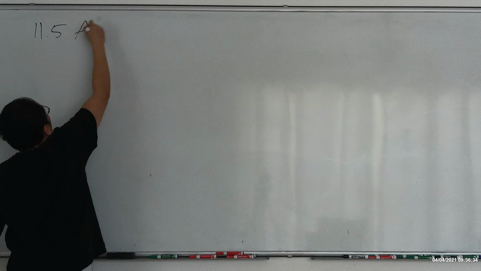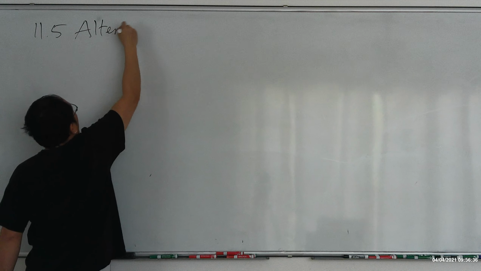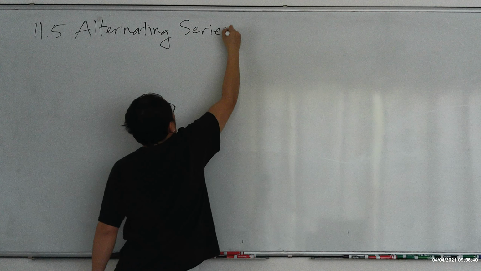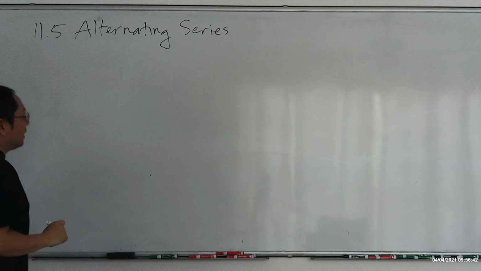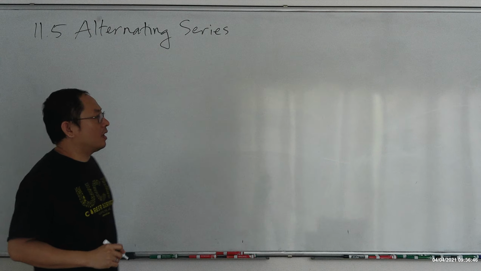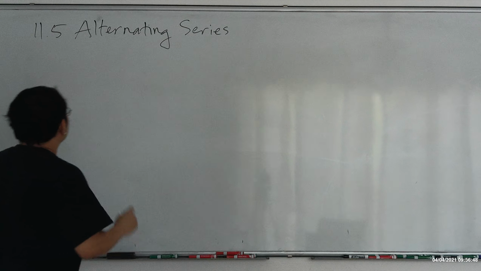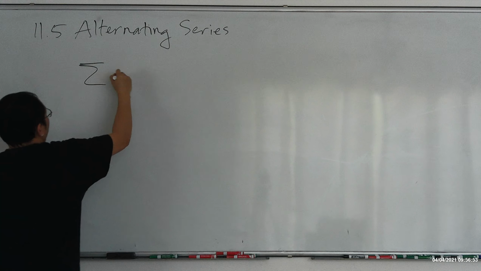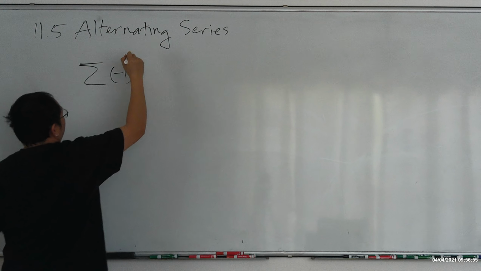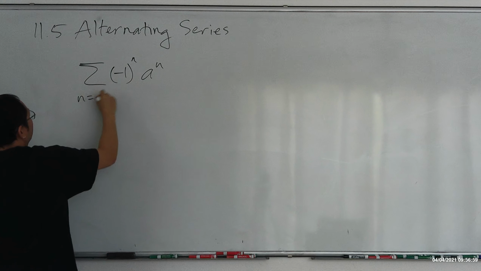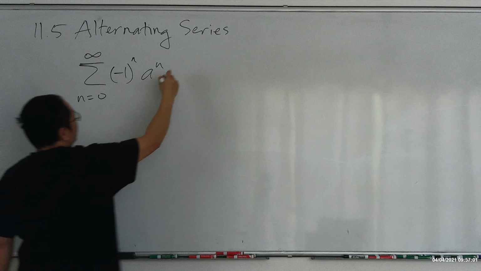11.5, alternating series. Okay. So the name says it: an alternating series is a series where the sign of the terms is going to be alternating, or changing. So the definition is: alternating series, sum of (-1)^n a_n, from n = 0 to infinity. And this means what?